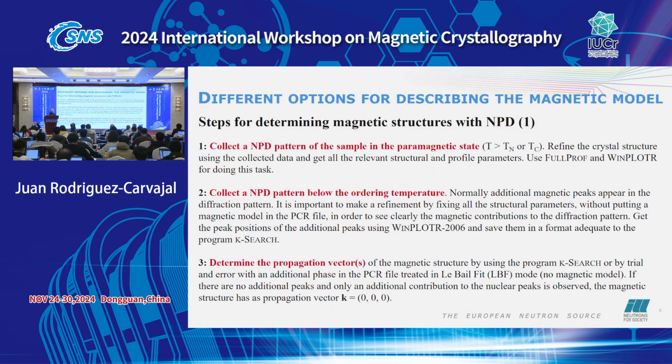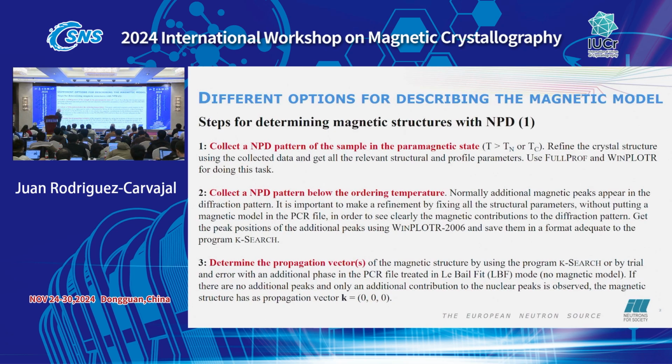Collect a neutron powder diffraction pattern for the sample in the paramagnetic state. It's very important to know the structure, of course. Then you can refine the crystal structure using the collected data and get all the relevant structural parameters using FullProf, or whatever program, it doesn't matter.